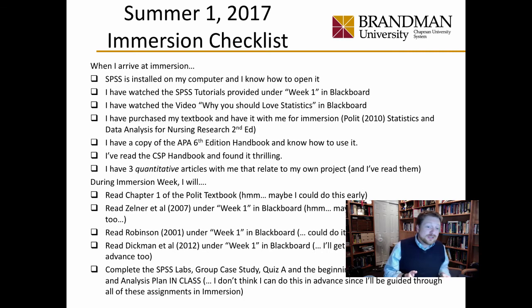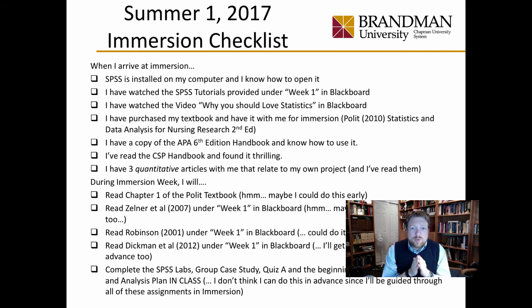The other thing that you should make sure that you have is a copy of the APA 6th edition handbook. Just because this is a statistics class doesn't mean that we're not going to be using APA. And in fact, if we look at the APA handbook, when it comes to research design, dealing with statistical results, creating data tables, and reporting analysis and results, all of that comes from the APA handbook. Make sure that you have it and you know how to use it. Also, make sure that you've read the CSP handbook, found it thrilling because it really is. You need to have access to a copy of that. There will be one posted in Blackboard for you as well.